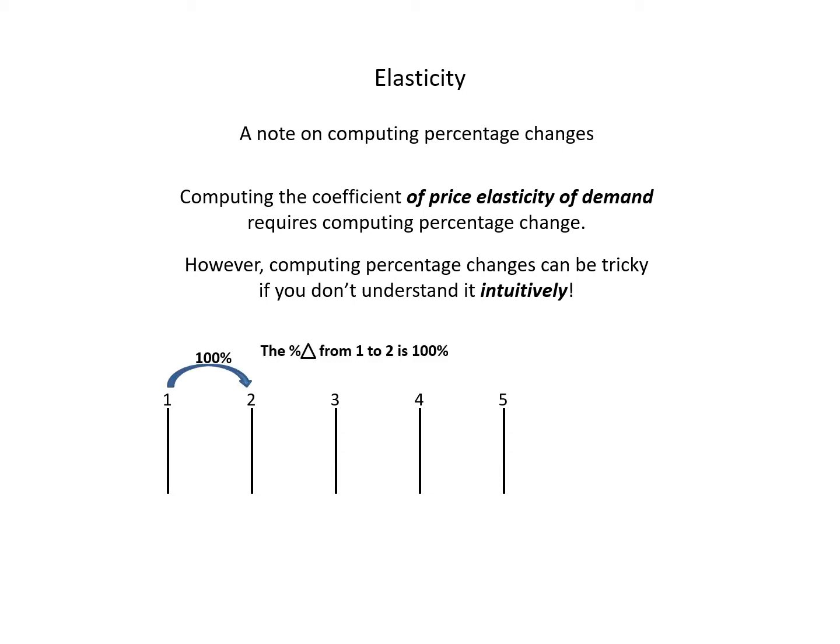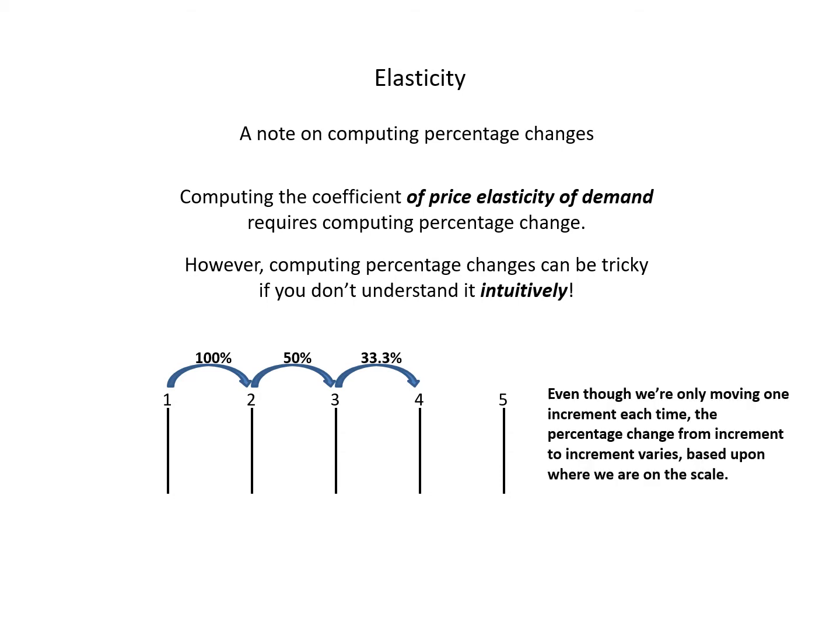As you probably already know, a change from 1 to 2 is a 100% change. Anytime something doubles, it's a 100% change. But the change from 2 to 3 is only 50%. And the change from 3 to 4 is 33.3%. Even though we're only moving one increment each time, the percentage change from increment to increment varies, dependent upon where we are on the scale.